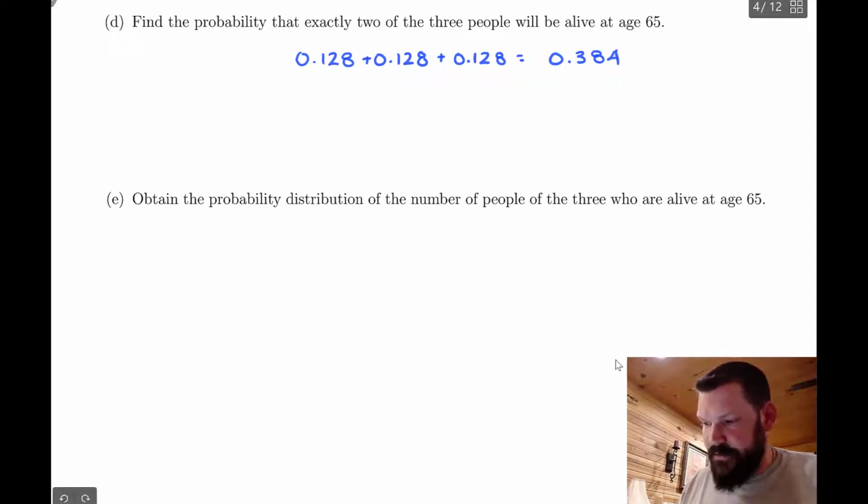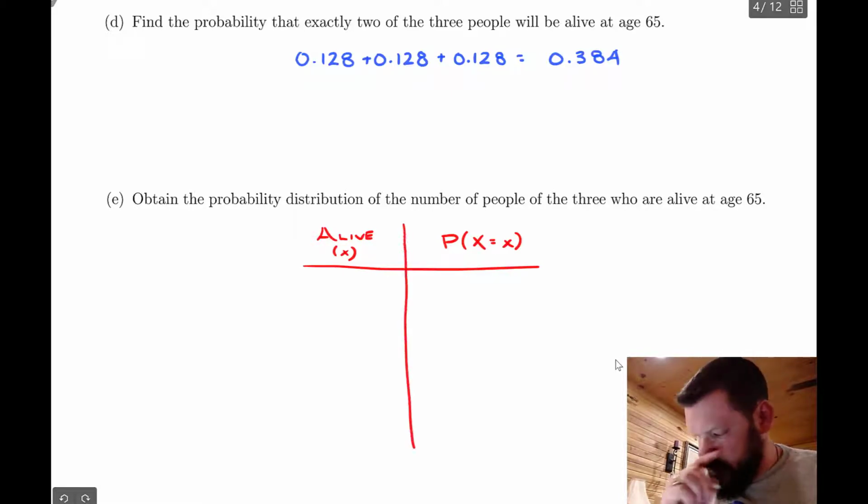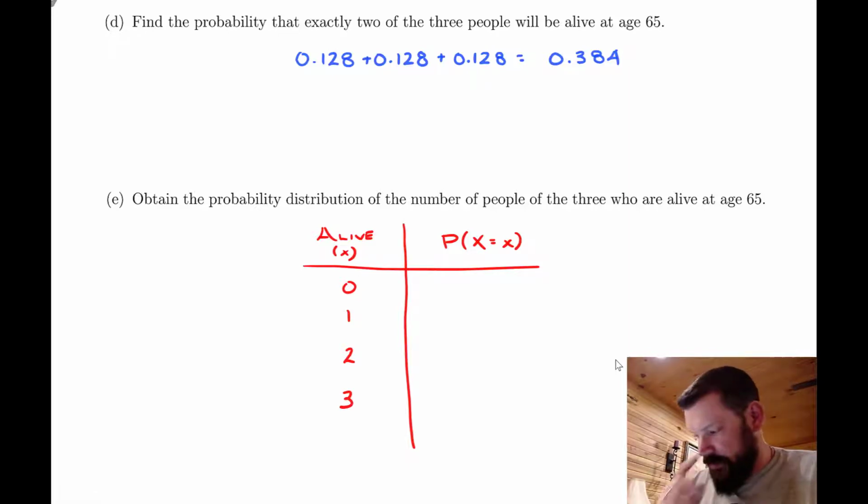Obtain the probability distribution of the number of people of the 3 who are alive at age 65. So this goes back to our discrete random variables that we've been talking about. So we have alive, we're going to call that little x, and then we're going to have the probability that X equals little x. So when we look through here, there's 4 conditions. We have 0 people alive, 1 person alive, 2, 3, and that's it.